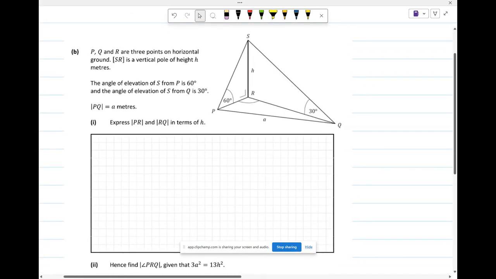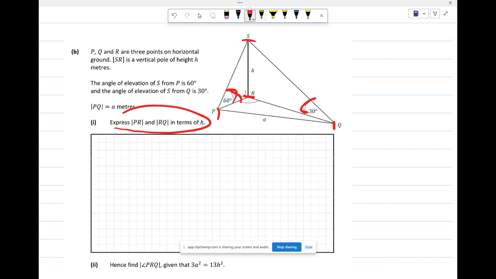So it says P, Q, and O are 3 points on the horizontal ground, and SR is a vertical pole of height h. So this is SR of height h. The angle of elevation from S is 30 degrees, from P is 60 degrees, and the angle of elevation from S from Q. Oh, whoops, sorry, I already said that. So 30 degrees, 60 degrees. And we know P to Q is A meters. So express P or Q in terms of h.